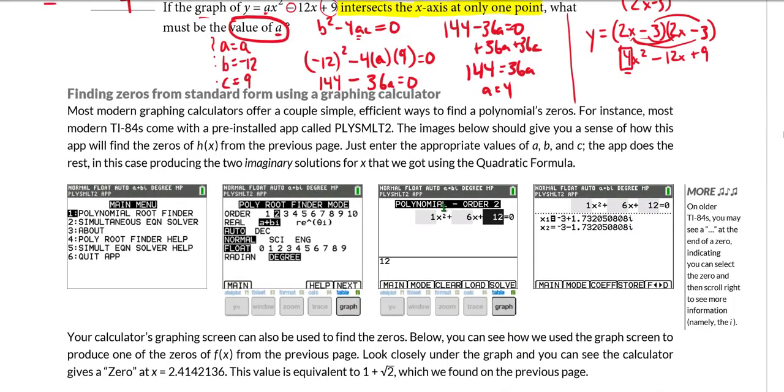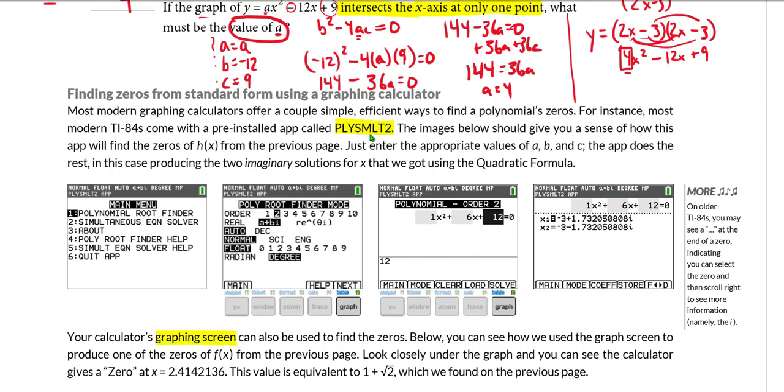The next item we need to discuss is finding your zeros from your graphing calculator. And there actually are multiple ways to do this. There is an app called PLYSMLT that, for those of you with a TI-84, even if the TI-84 is quite old, you probably do have the PLYSMLT app. You can also use your calculator's graphing screen. So those are the two things that we're going to discuss right now.